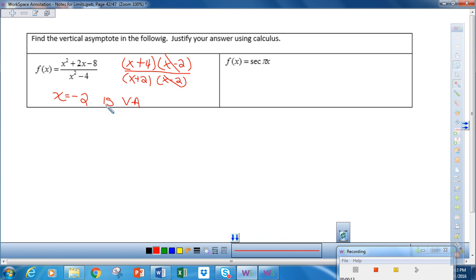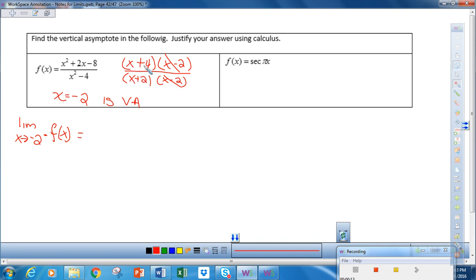Now, I found it. How do I justify it? I have to say that the limit as x approaches negative 2 from the left of f(x) is equal to either negative infinity or positive infinity. So I need to figure that out. So once again, I'm going to do my math. As I come in with numbers slightly smaller than negative 2, like negative 2.001, then I'm going to get a negative.